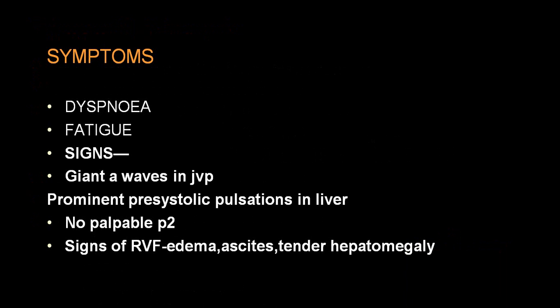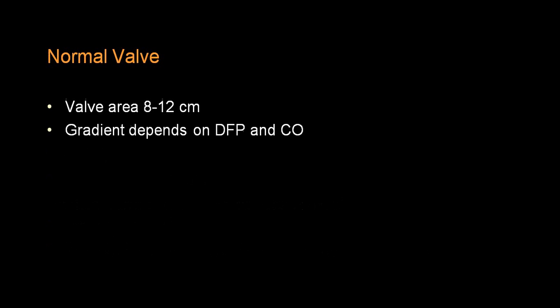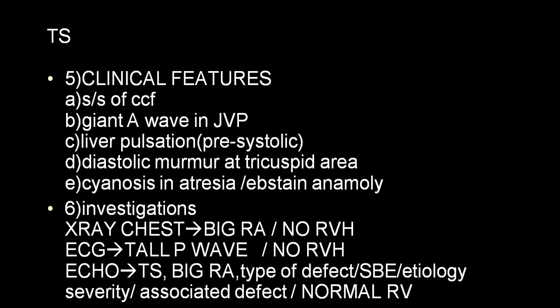Giant A wave. Pre-systolic pulsation of the liver may be demonstrable, and you can also demonstrate an enlarged liver, hepatojugular reflux, ascites, edema. We have already mentioned that on chest X-ray there will be a big LA, RV will be normal. ECG will show a tall P wave, no evidence of RVH.